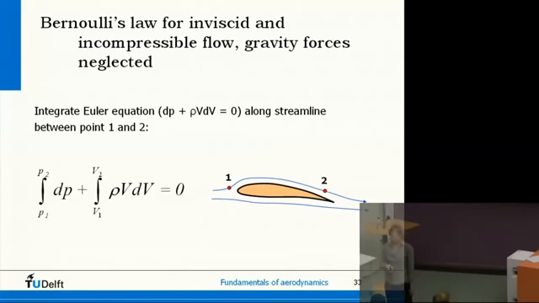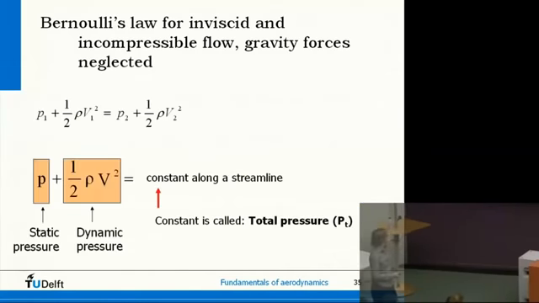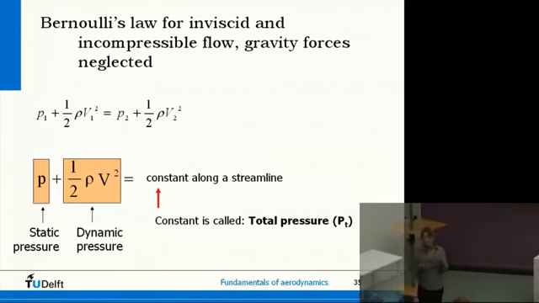So what does this tell us? P plus a half rho V squared is constant, right? I can write it in state 2, state 1. It's constant along a streamline. I'm integrating along a streamline. So if the pressure goes up, the velocity goes down. And if the pressure goes down, the velocity goes up, right? And the total sum is constant.